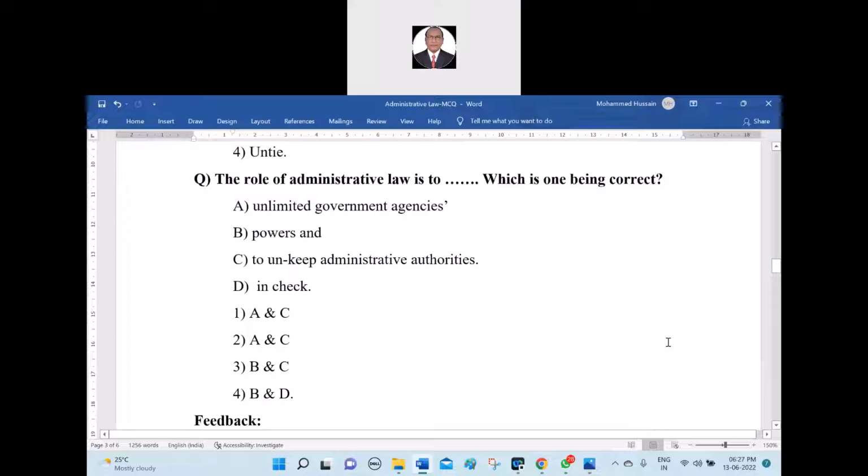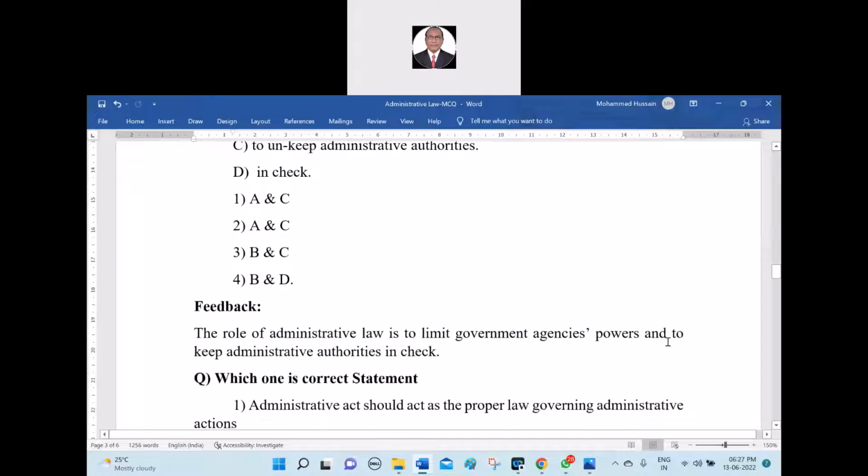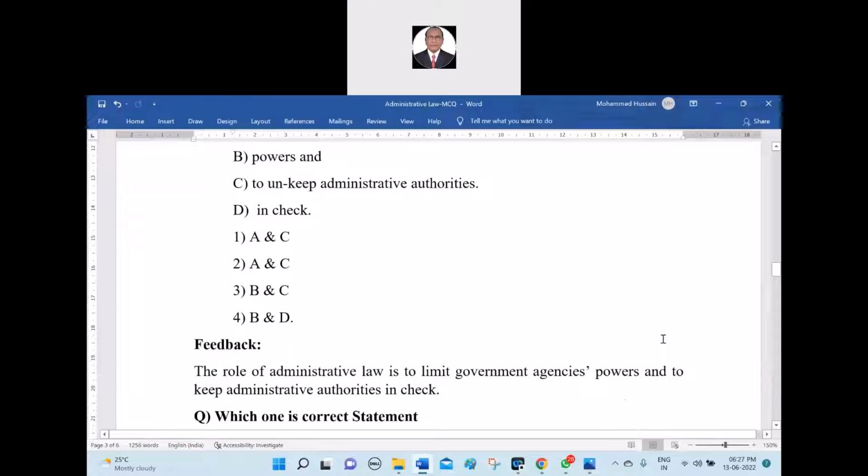Sir, 4, sir, B and D. B and D is the right answer. There is no unlimited. There is limited government agencies, and there is upkeep. That is to keep administrative authorities in check. That is the wording that should be there. In the feedback here, you can see the role of administrative law is to limit the government agency powers and to keep administrative authorities in check. So that would be the answer.